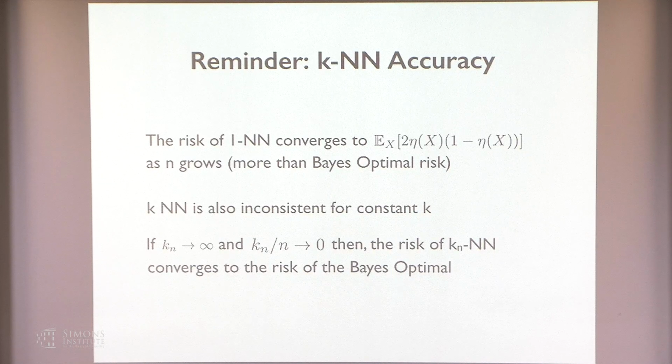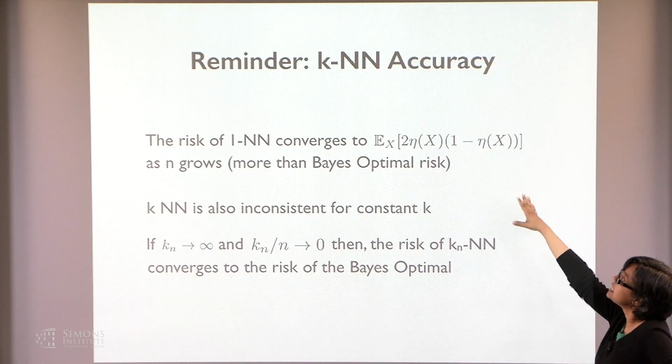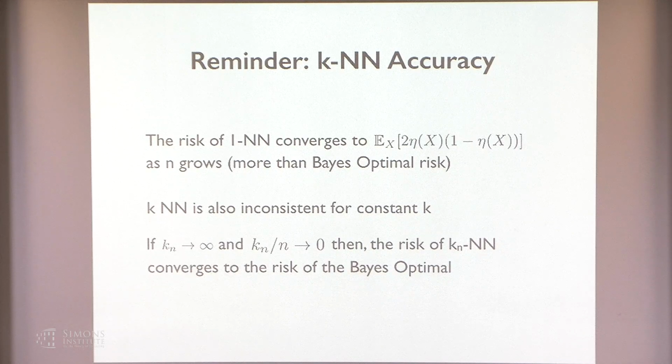And let's remind ourselves what happens with k nearest neighbor and accuracy, which we talked about yesterday. What we showed was that as n goes to infinity, the risk of one nearest neighbor converges to something like this: twice the expectation over x of eta(x) times (1 minus eta(x)). And what we pointed out is that this is more than the Bayes optimal risk. Remember, Bayes optimal was our gold standard classifier. So in some sense this was inconsistent, in the sense that it doesn't converge to the risk of the Bayes optimal.